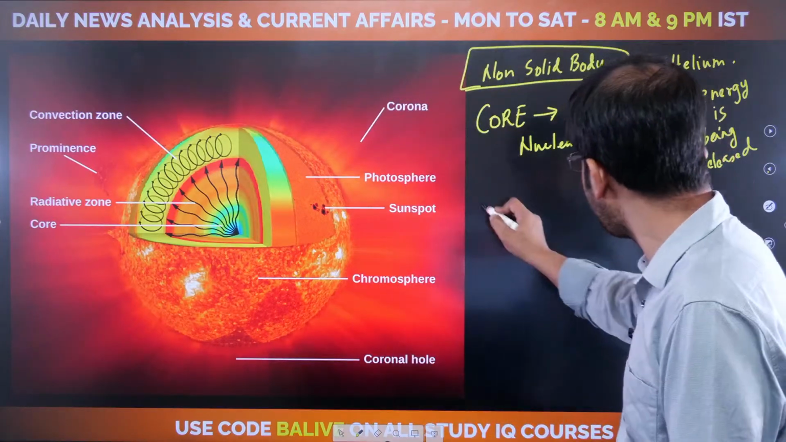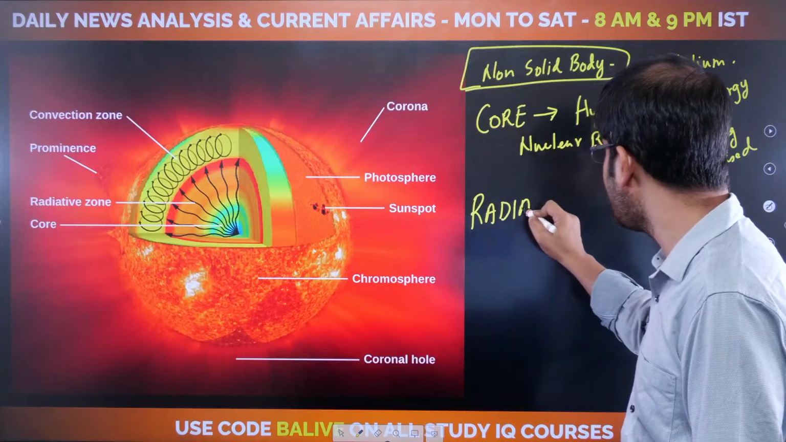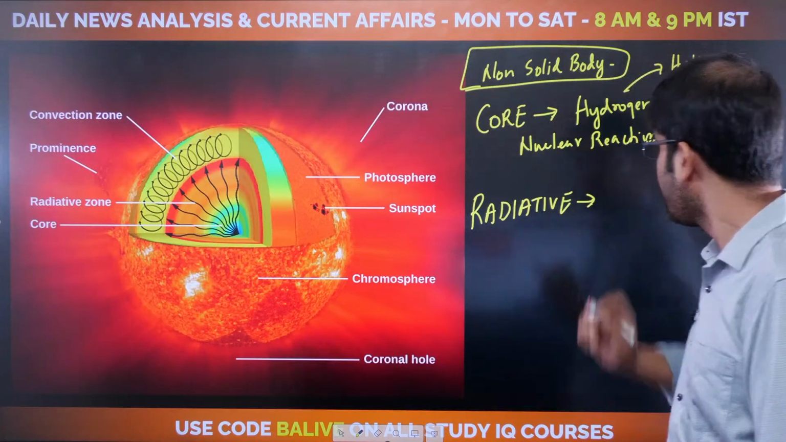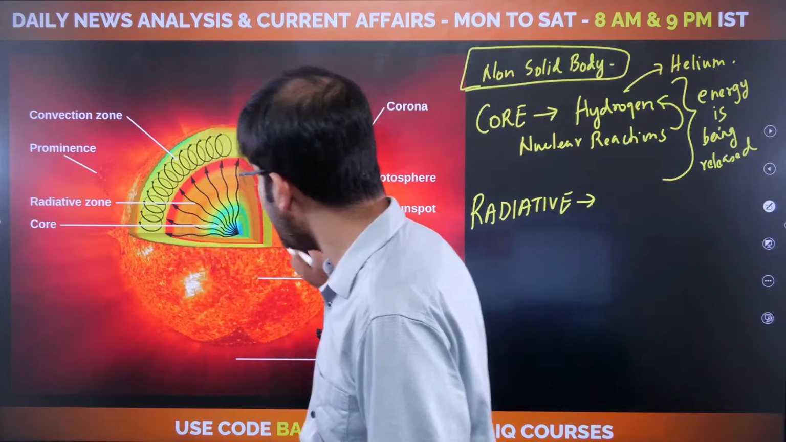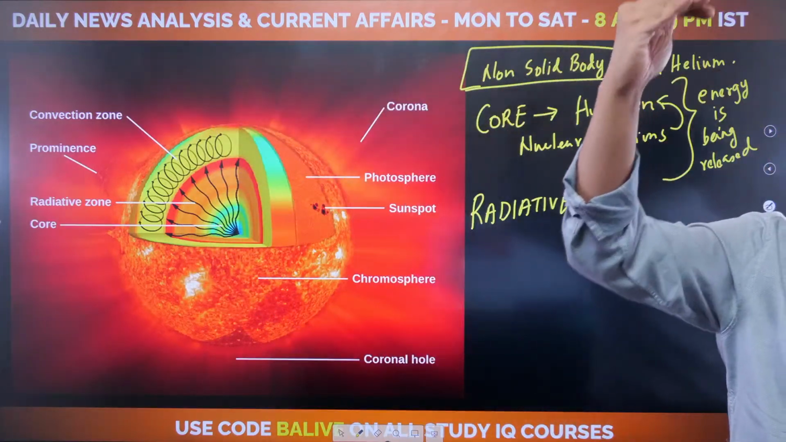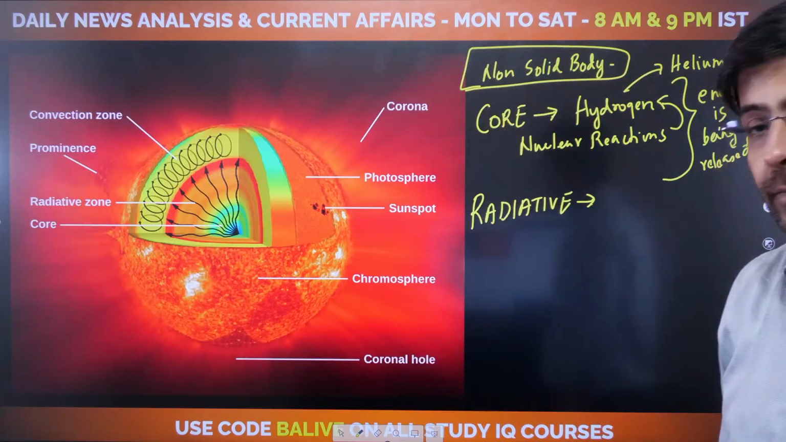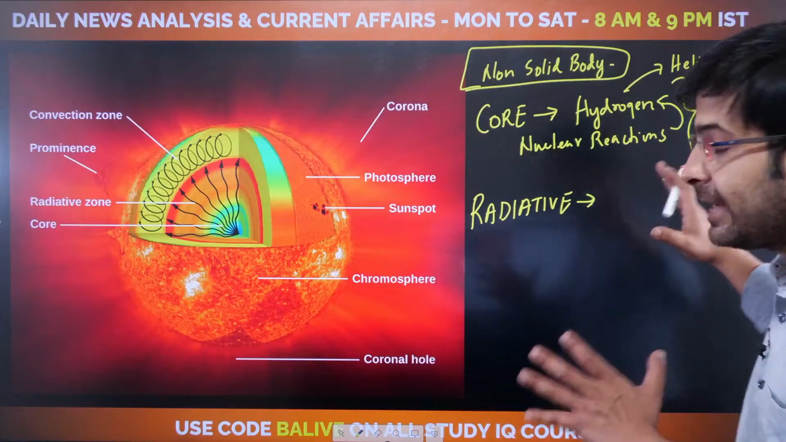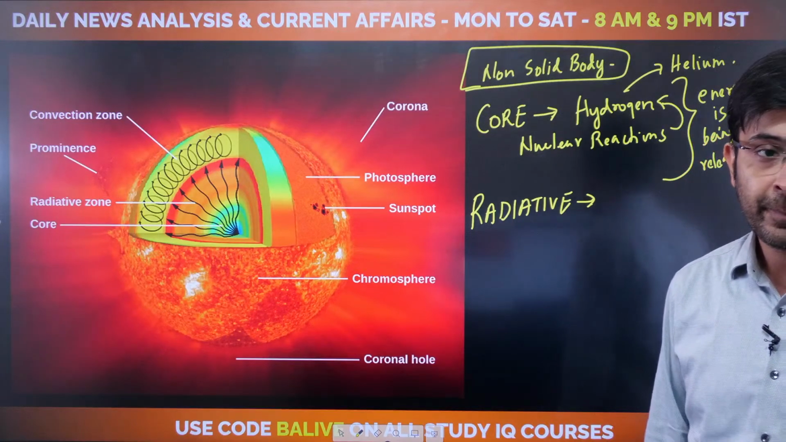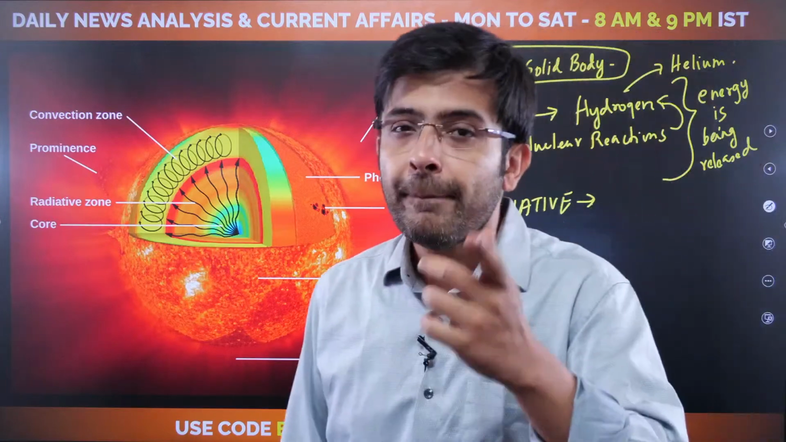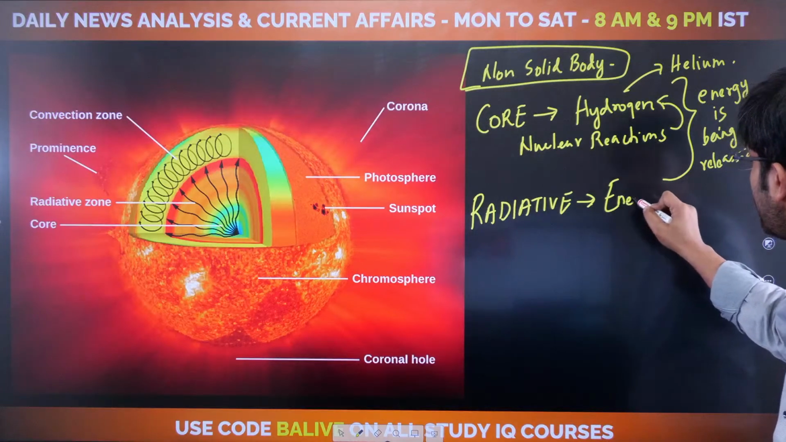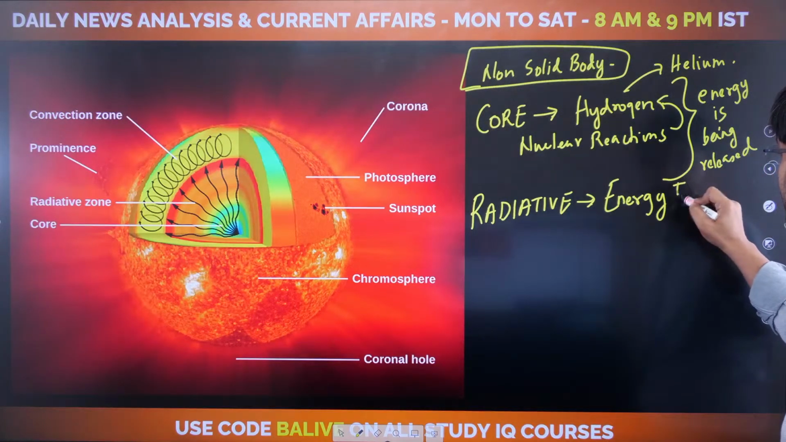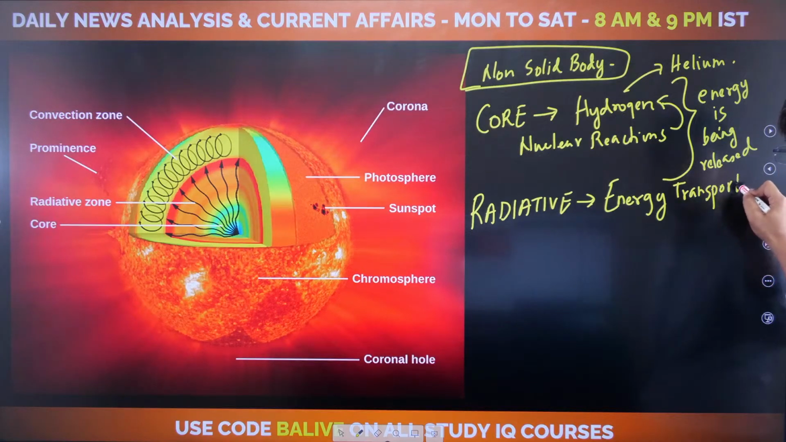Next, after the core zone, we have the radiative zone, or you can call it the transitional zone. Now this extends from the outer edge of the core up towards the base of the convection zone. This is the radiative zone here. Now why is it called the radiative zone? Because the primary form of energy transport here is radiation, which is why it is called a radiative zone.